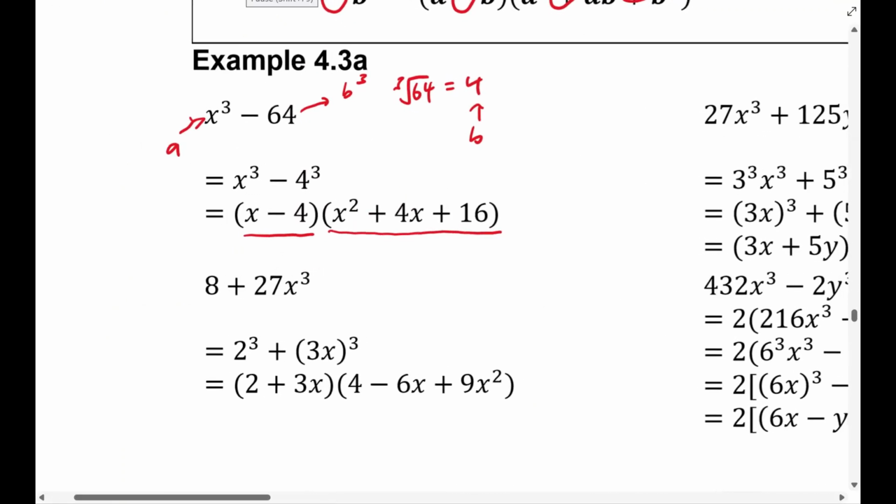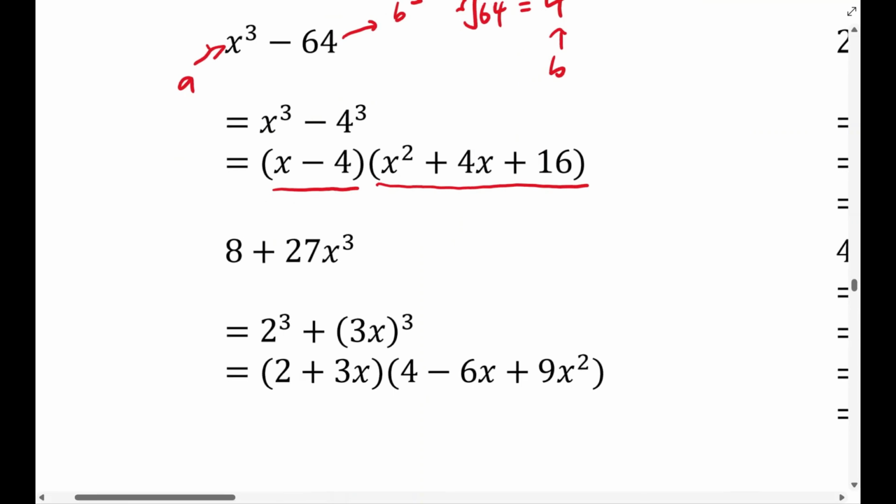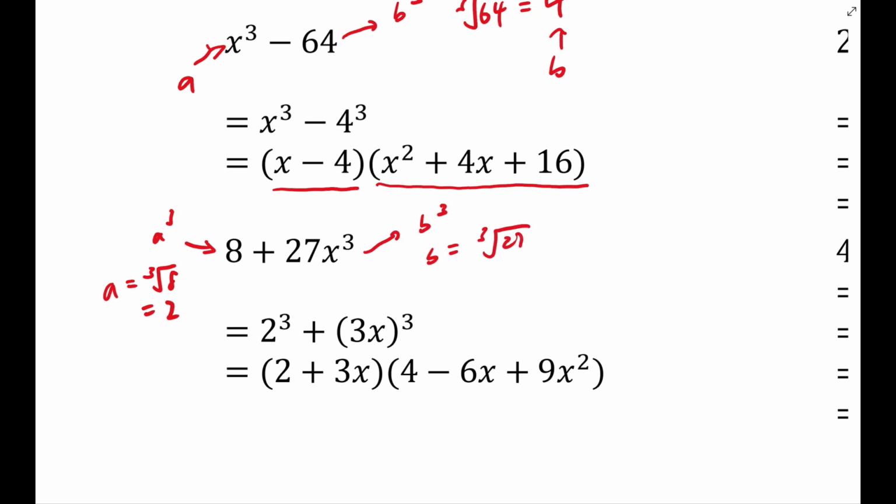Now for the second example, 8 plus 27x cubed. So 8, once again, you can use 8 to find your a. So if 8 is your a cubed, then a will be equal to the cube root of 8, which is 2. And then 27x cubed for your b. So if this equals b cubed, then b equals the cube root of 27x cubed, which equals 3x. So this is your b, this is your a.